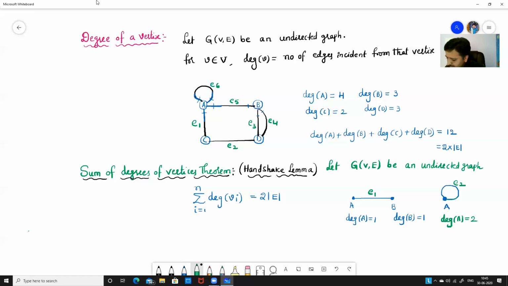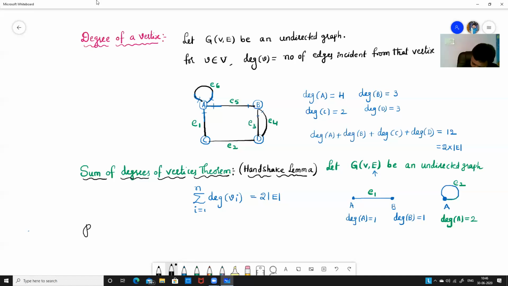If G of V comma E is an undirected graph, then the summation of degree of vi, i from 1 to n, is equal to 2 times the number of edges. Now see here in this graph, how many edges are there? Total number of edges, E. So each edge is contributing 2 degrees. Therefore, the sum of degrees of all vertices is equal to 2 times the number of edges. Let me write that point.